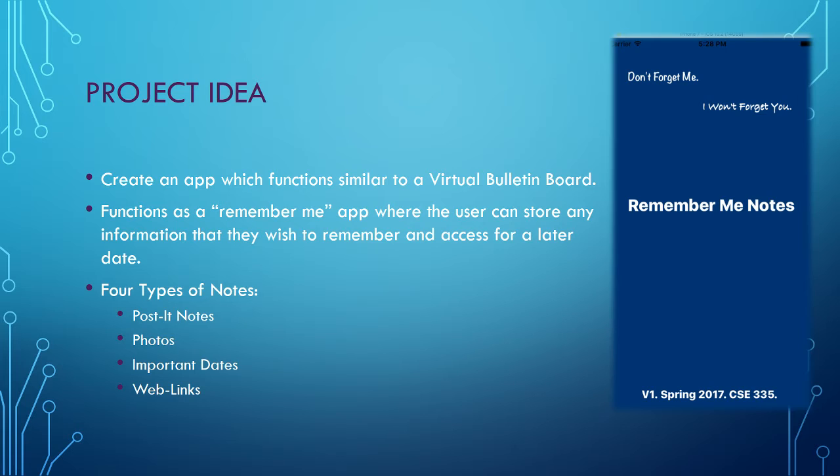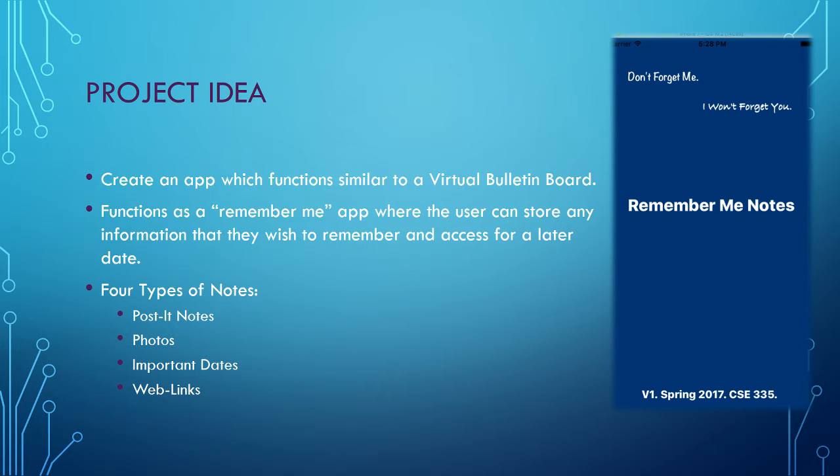Through the development of this app, I found that there were 4 different types of notes that I wanted to create. One was a simple post-it notes function, which stored a name and a date as well as the note details. And this is similar to any type of notepad that you may implement. The second type of note was a photo note, which stored a detail or a date and a photo that was selected. These photos were stored in a UI collection view, which I'll talk about a little later.